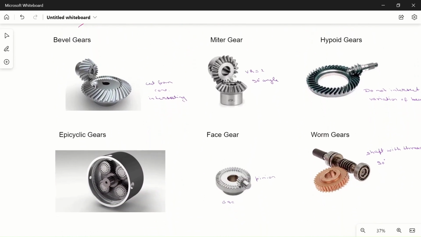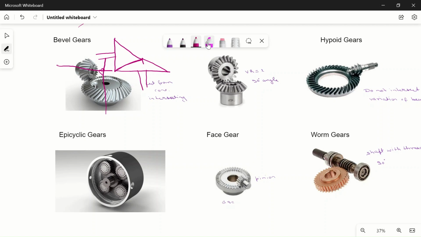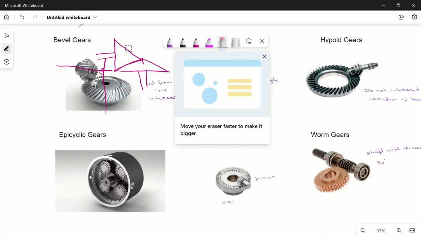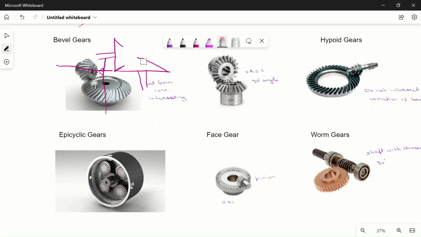Next is bevel gear. What is bevel gear? Bevel gear is a type of gear which is cut from a cone, and here shafts are intersecting. See here, these two shafts are meeting here. And how are these bevel gears formed? They are formed from the cone. This is one cone, this is a second cone, and you can see that if we eliminate some portion of this cone, and some portion of the other cone, then this will make a bevel gear.